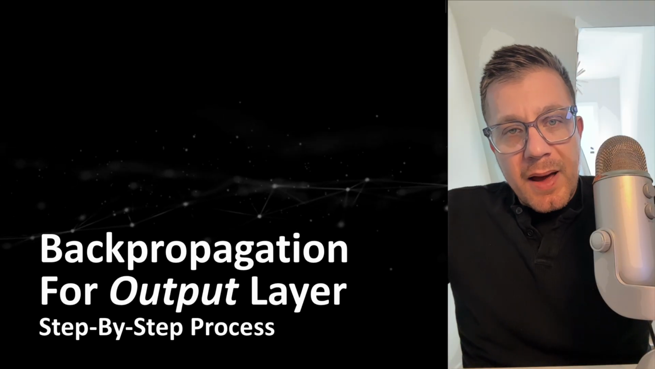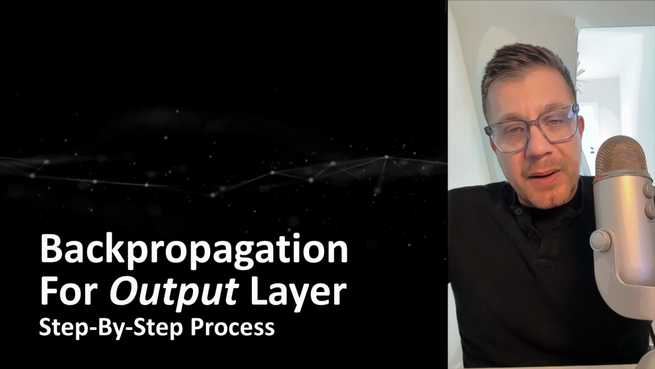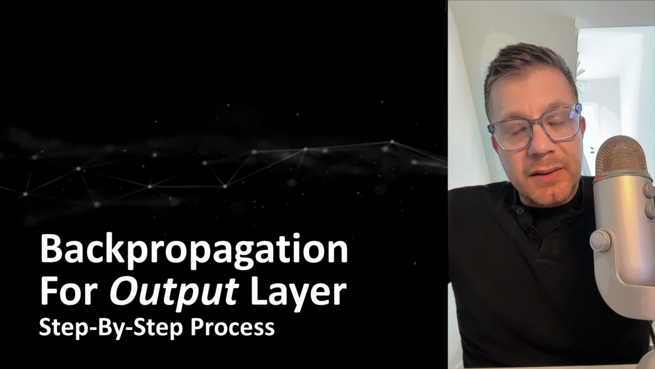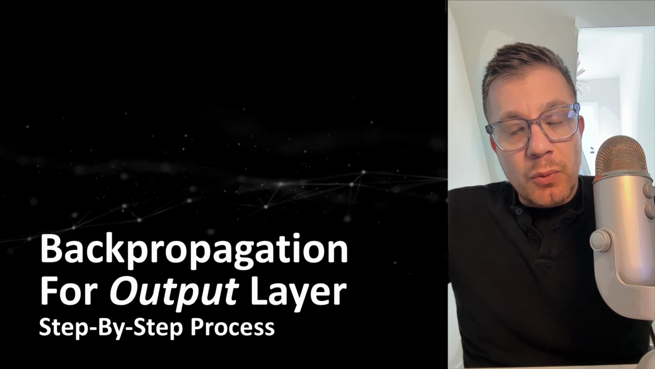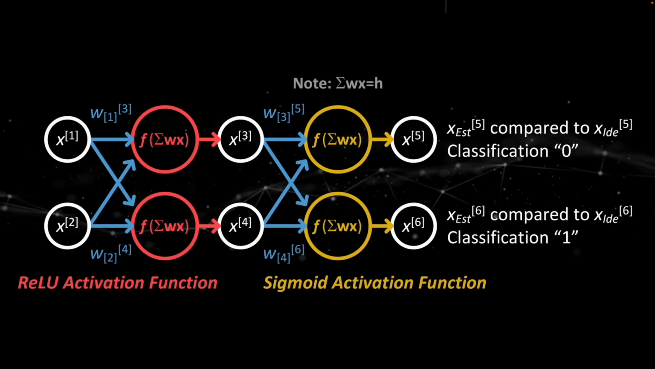Next, we can discuss the math or calculus behind applying backpropagation to an output layer. We are going to present a step-by-step process here. After that, we'll move on to discussing how backpropagation may be applied to one or more hidden layers. Note that this module, 10b, is a direct follow-up to the previous 10a.